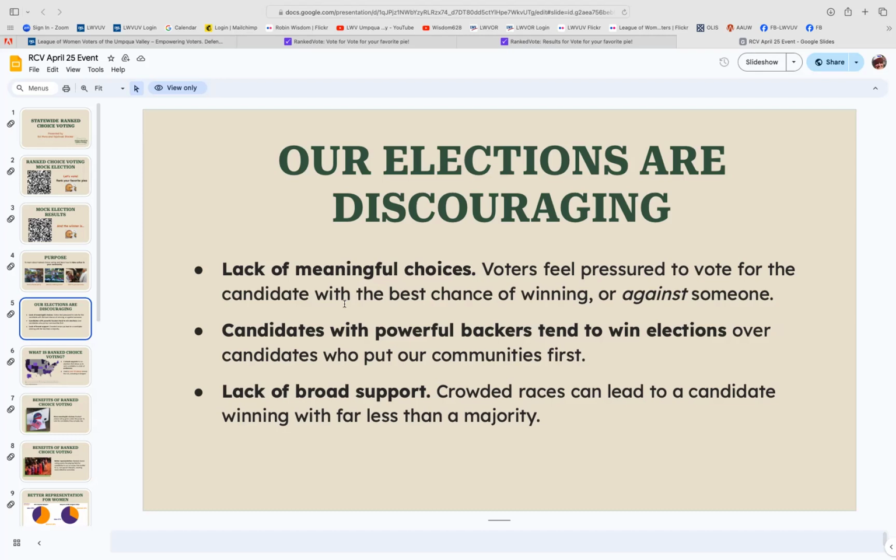Yeah, so the spoiler effect, I'll talk a little bit more about it, but if there's a candidate that either comes from a third party or shares a similar platform with one of the other candidates, you may not feel like you should vote for them because you don't want your vote to be wasted. So I can definitely hear that feeling. I saw your hand back there.